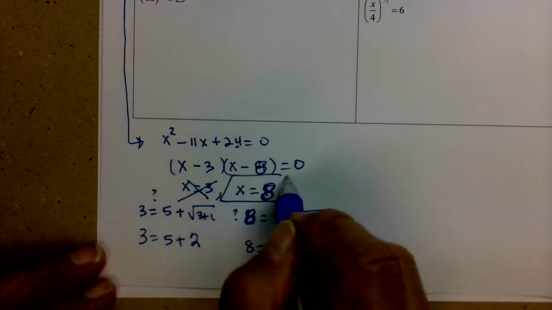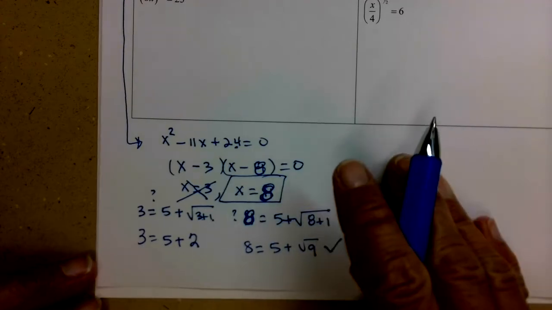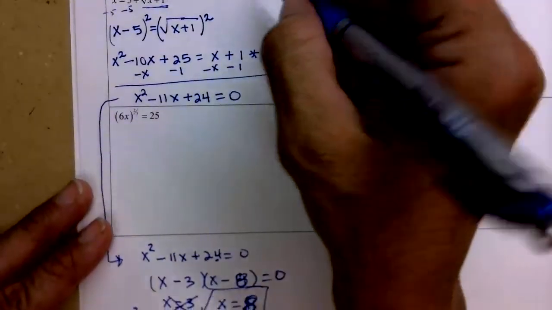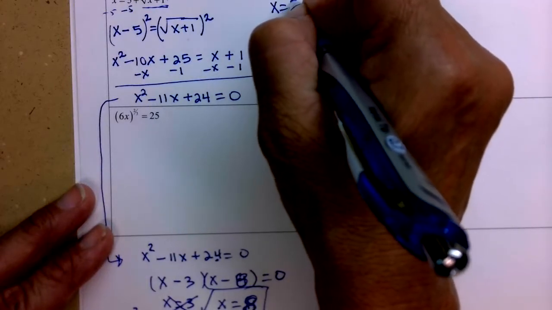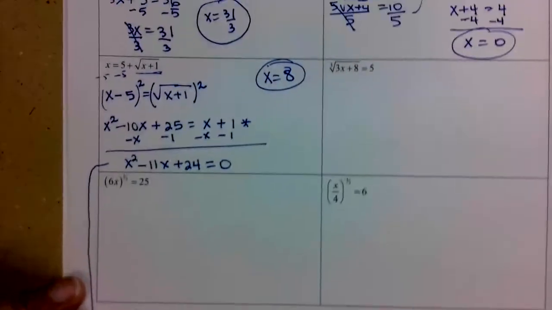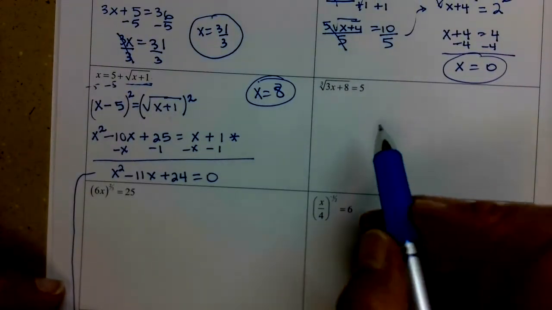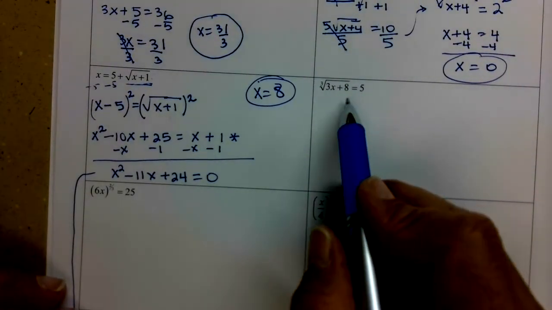Okay, well, I'm glad I checked so that I knew that it was actually 8 and not 11. Okay, so my solution set is just the number 8. Okay. Oh my gosh. Let's go. One more. Oh no, 3 more.